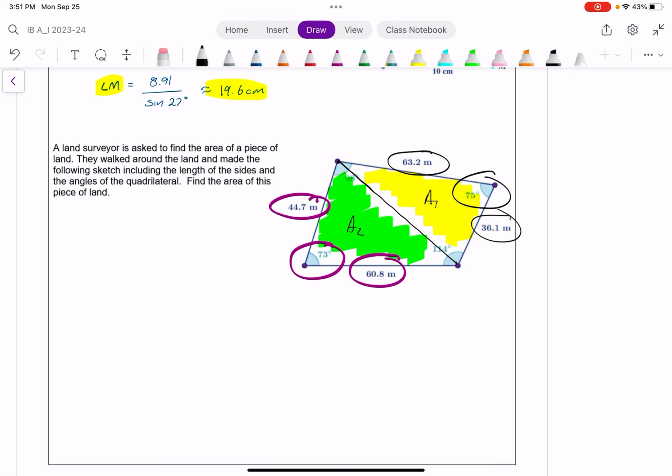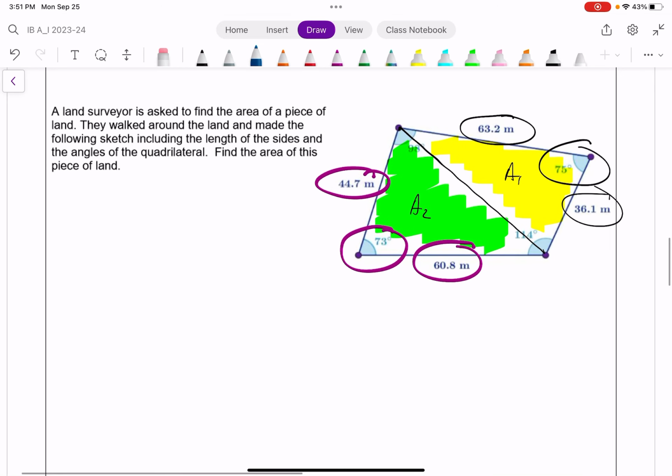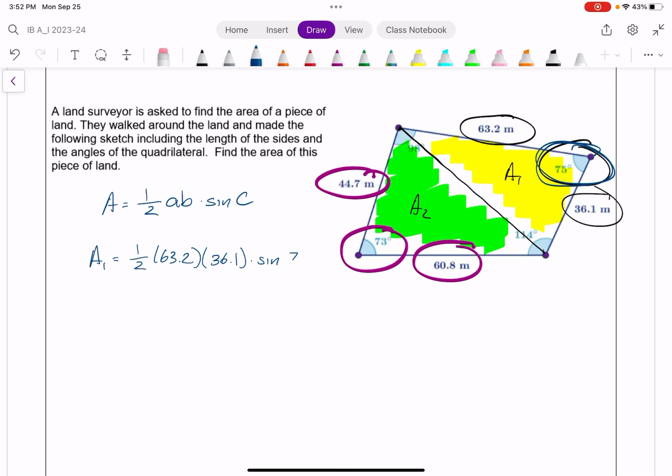So for example, let me just write down the basic formula now. Which, keep in mind, in itself, we got to realize what all these things stand for. So again, A and B are two sides that are adjacent to one another, and the sine of C being the angle between those two sides. So looking at triangle 1, I'll put A1 equals 1/2. So my two sides, I got 63.2 and 36.1 times the sine of angle C, the angle between those two sides. That's 75 degrees right there.